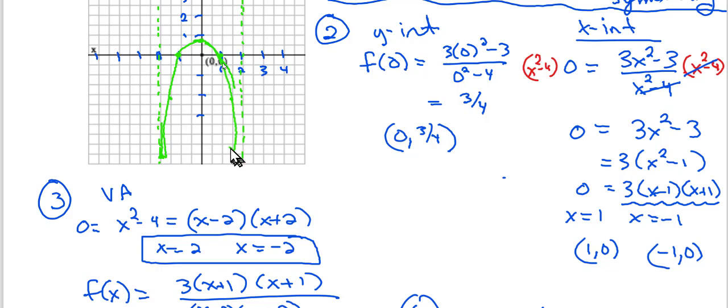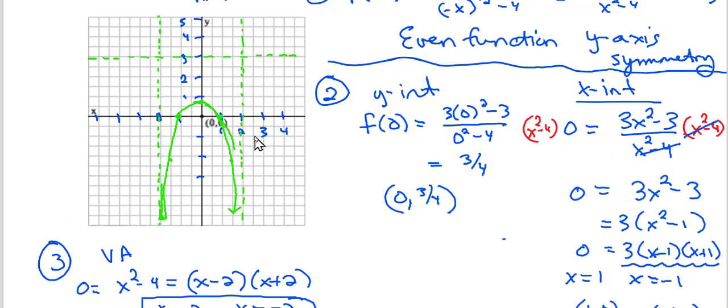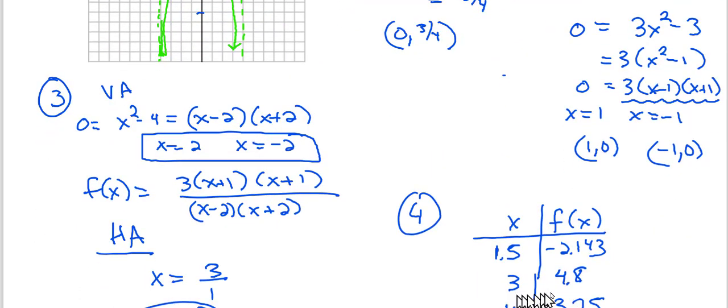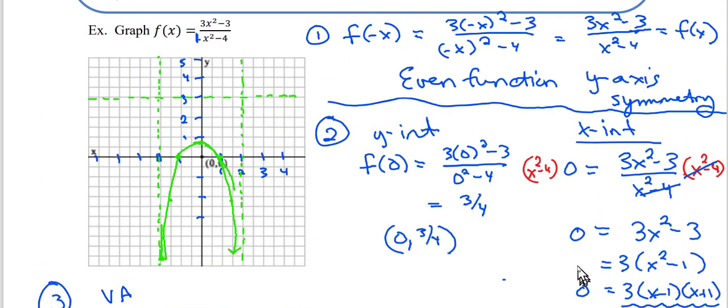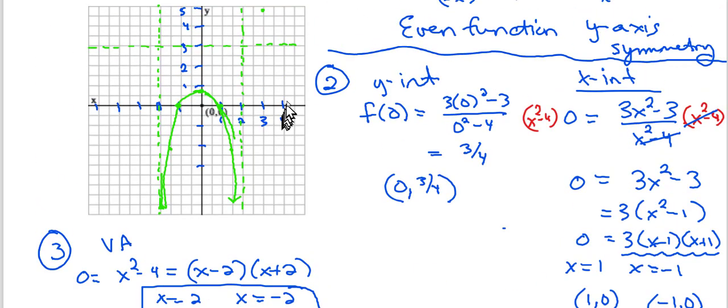It's hard to graph on here, sorry. One thing that is important: this function that I just graphed has to approach those vertical asymptotes. Let's take a look at these values. When x equals 3, y is 4.8. That is up here almost to 5, almost off the graph, right? And when x equals 4, y is 3.75.